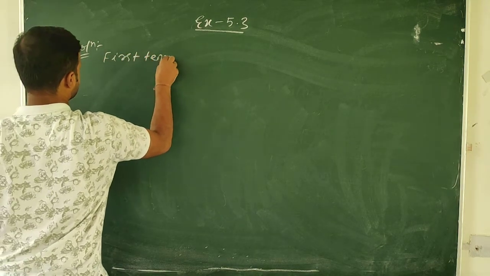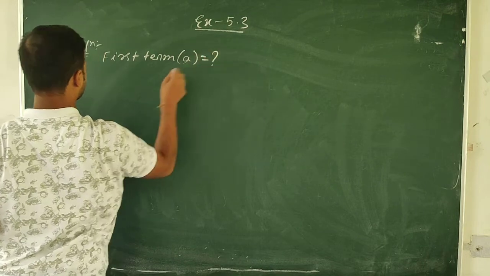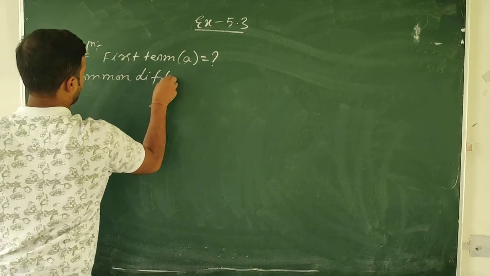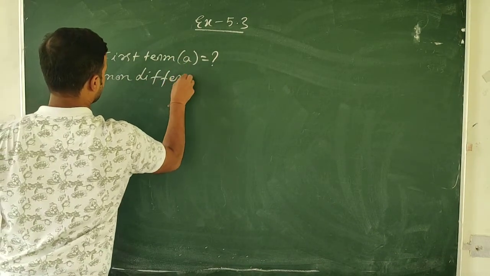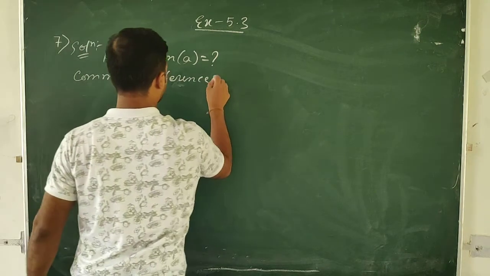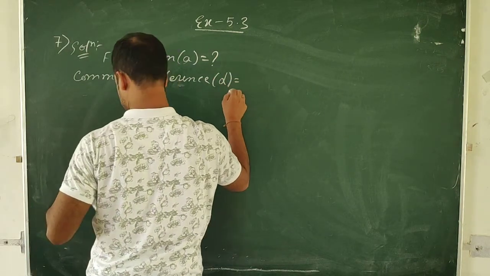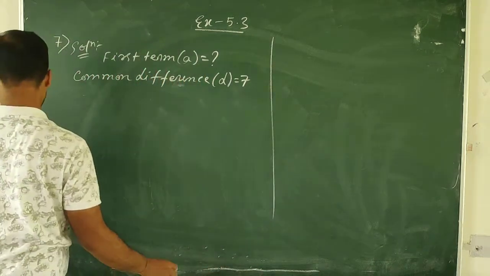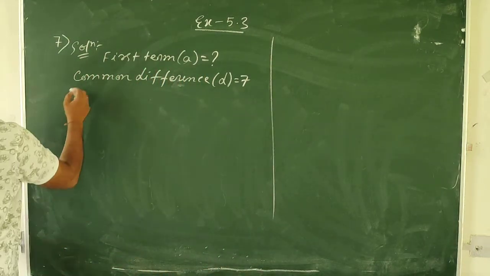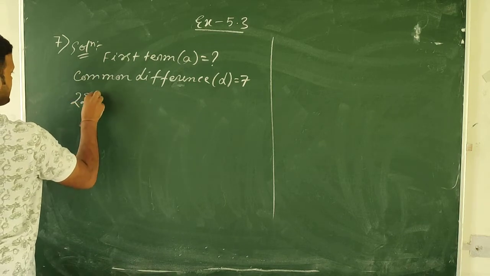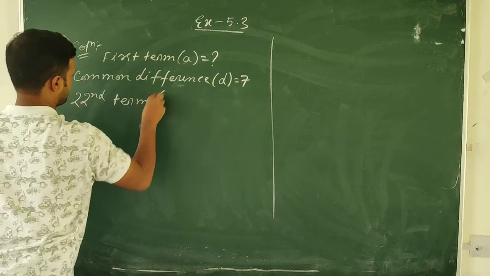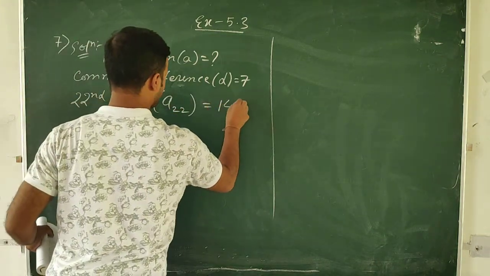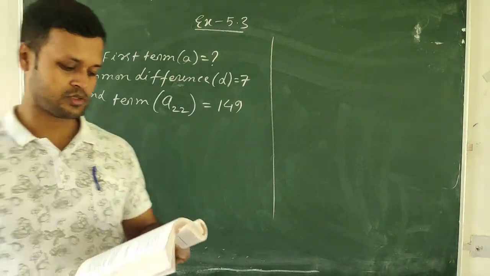The first term A is not given to us. The common difference D is given to us. The common difference given to us is 7. Isn't it? And students, the 22nd term is also given, that is A22 is equal to how much? 149. The 22nd term is also given to us.